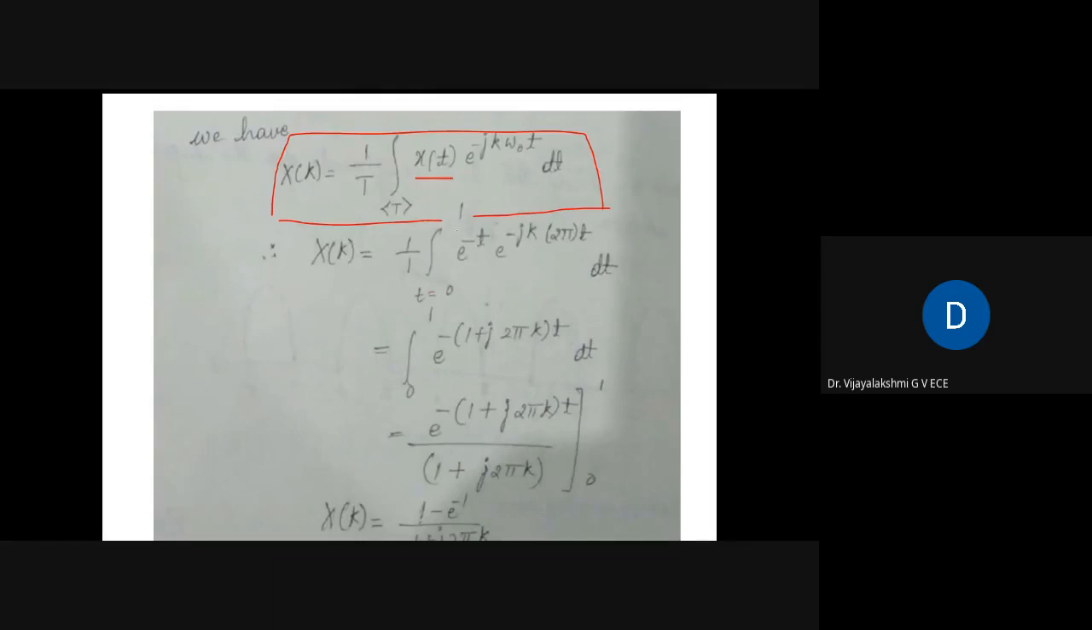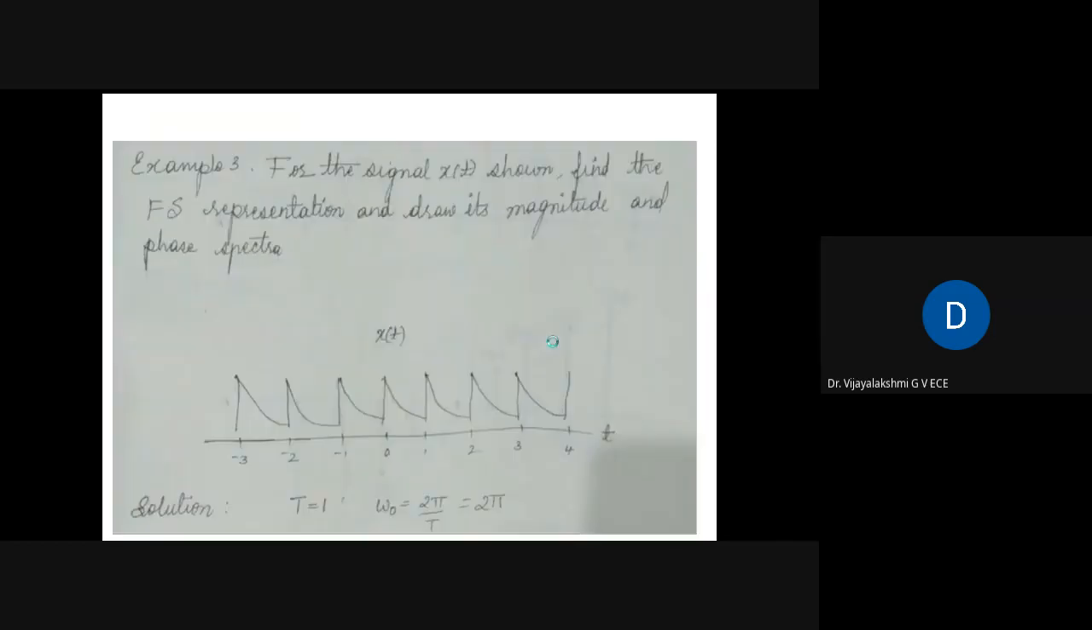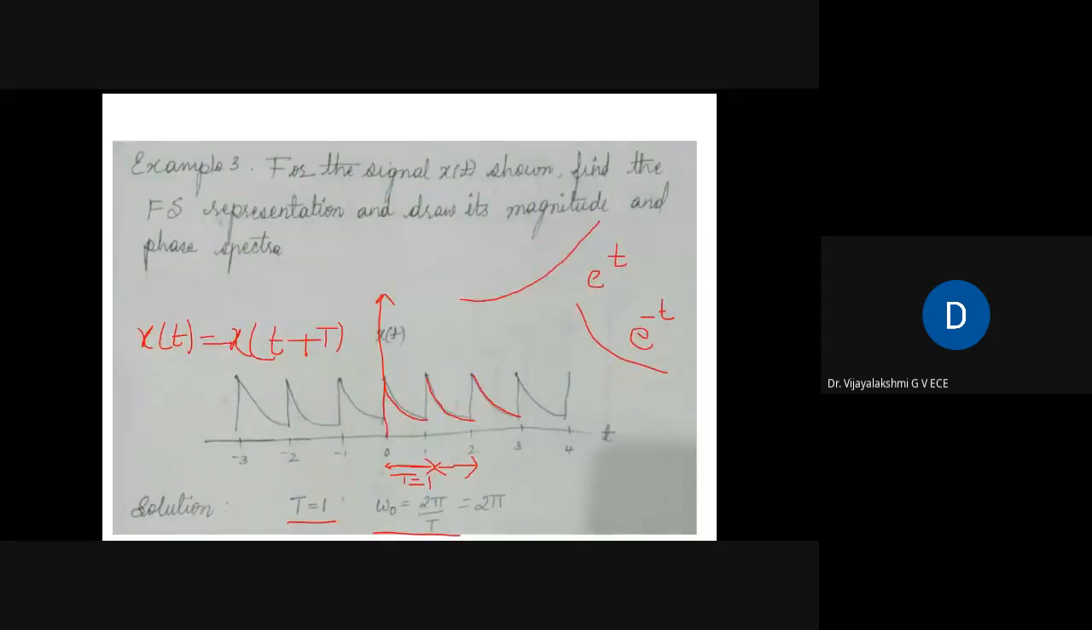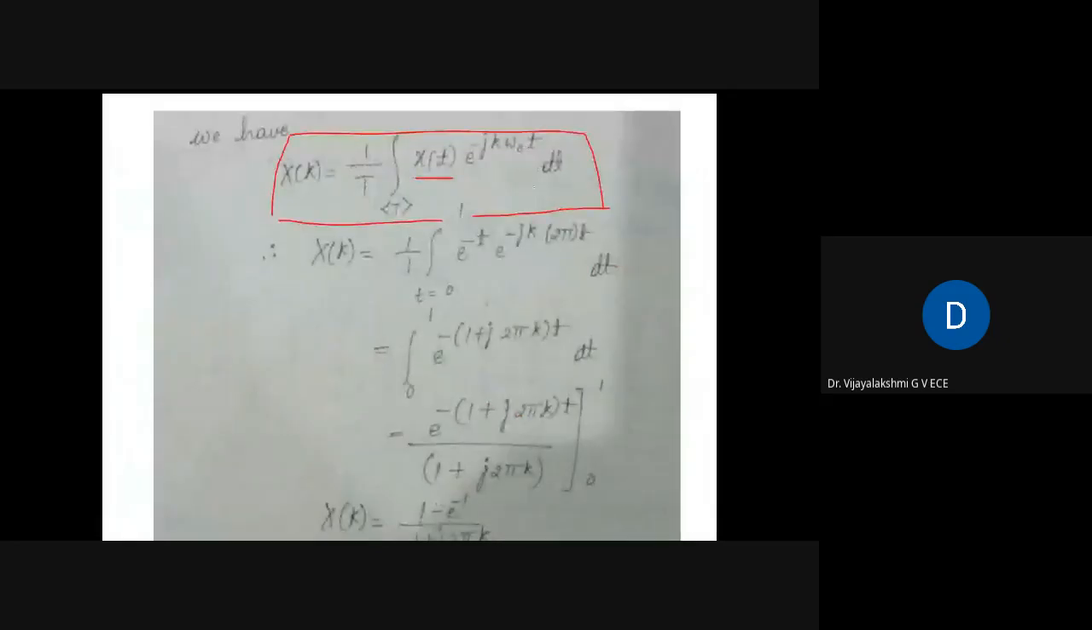So I'll integrate from 0 to 1, e raised to minus j k. The fundamental frequency omega naught is equal to 2 pi, so we substitute 2 pi here. Finally I get 1 over 1, because T is equal to 1, the integral of t from 0 to 1, e raised to minus t, e raised to minus j k 2 pi t. Now I'll combine these two exponential terms. Taking t as common, I get e raised to minus of 1 plus j 2 pi k, times t.